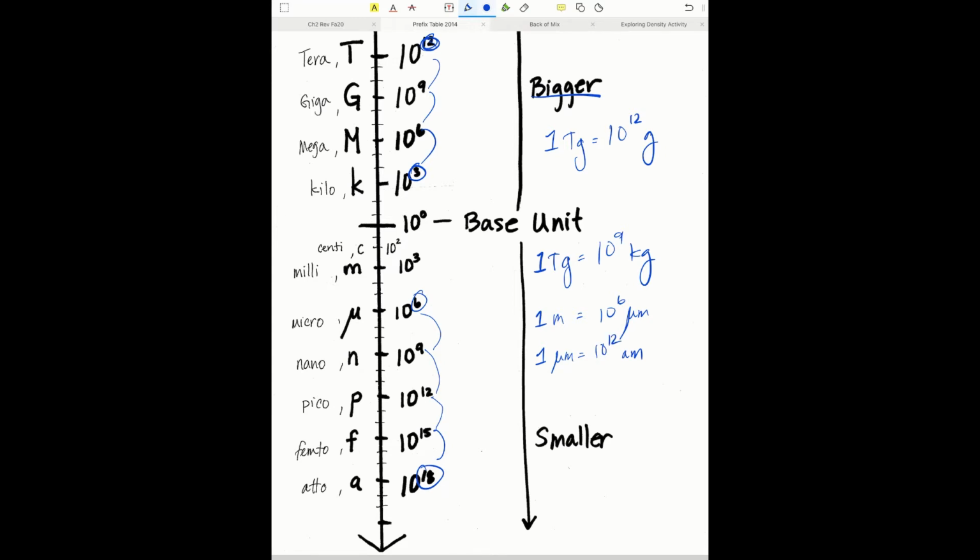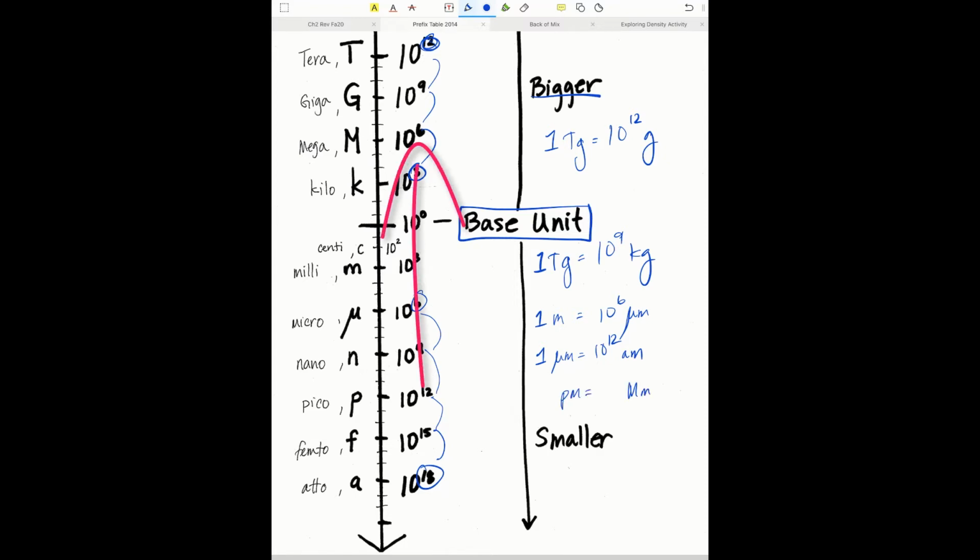Now, let's say we wanted to do across that base unit, right? Where again, the base unit is just anything that doesn't have a prefix on it, right? So that could be meters, it could be grams, it could be liters, it could be seconds. So let's say we wanted to go from picometers to megameters, right?